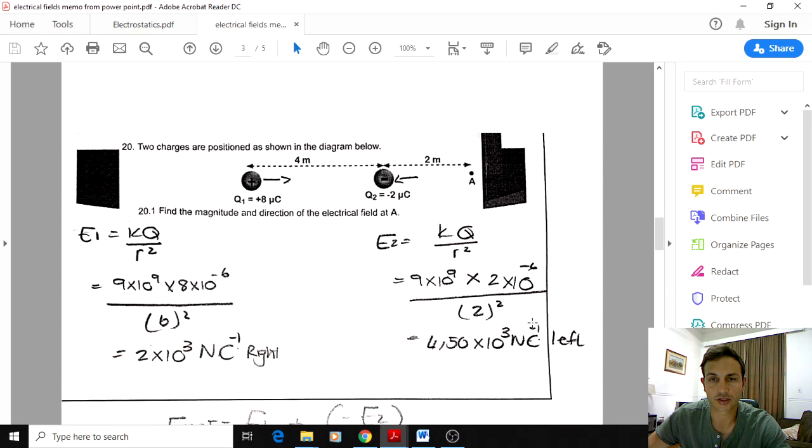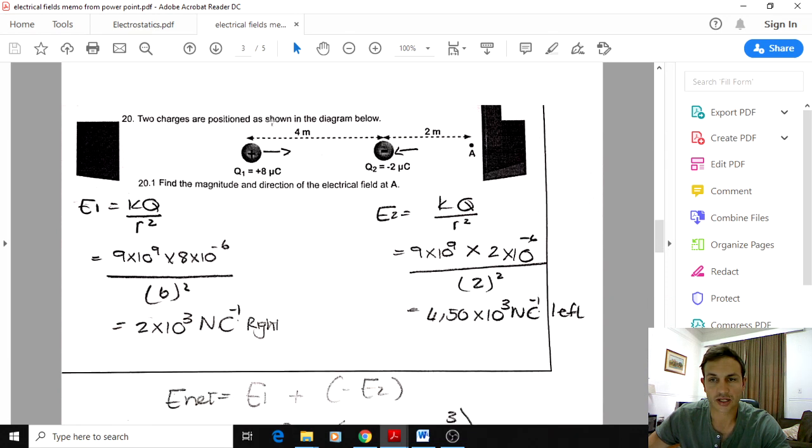Moving on to the next question. Two charges are positioned as shown in the diagram below. Here we have Q1 and Q2. This is positive 8 microcoulombs and negative 2 microcoulombs. The question is, find the magnitude and direction of the electric field at A. So again, this is a net electric field at A relative to charge 1 and charge 2.